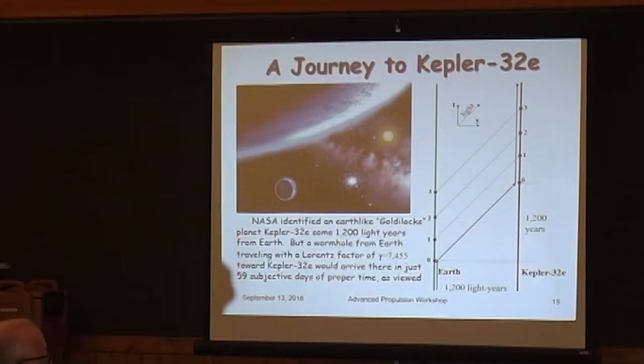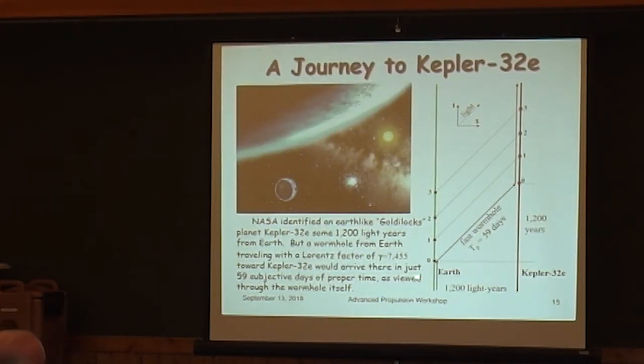So here is Earth, going along this world line, and here's Kepler-32e, 1,200 light years away, going along this world line, and in this kind of Minkowski diagram, the speed of light represents a 45-degree line. So our wormhole, going effectively almost at the speed of light, just a few parts per billion less than the speed of light, goes from here to here. It goes 1,200 light years in 1,200 years. But as far as looking through the wormhole goes, you arrive at Kepler-32e in 59 days. So you've gotten to a really distant star in a really short time.